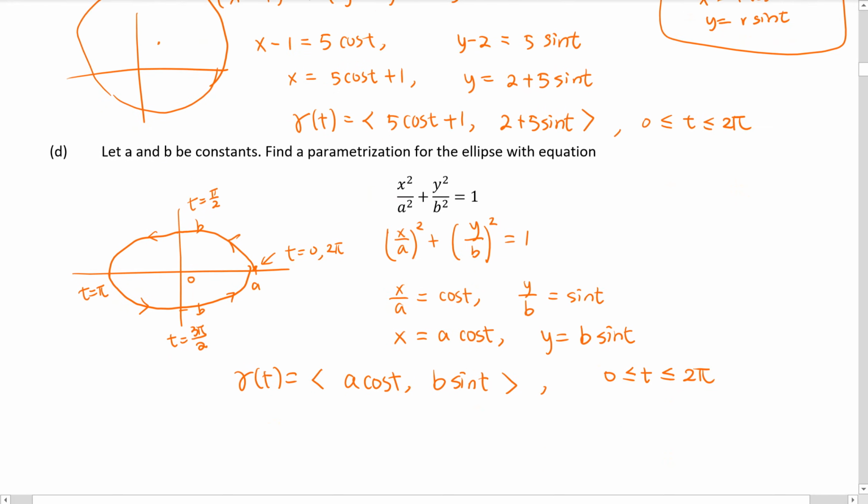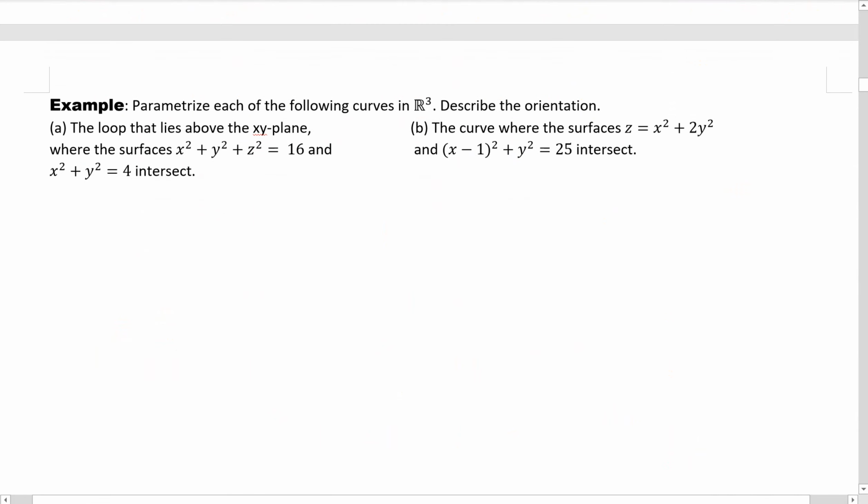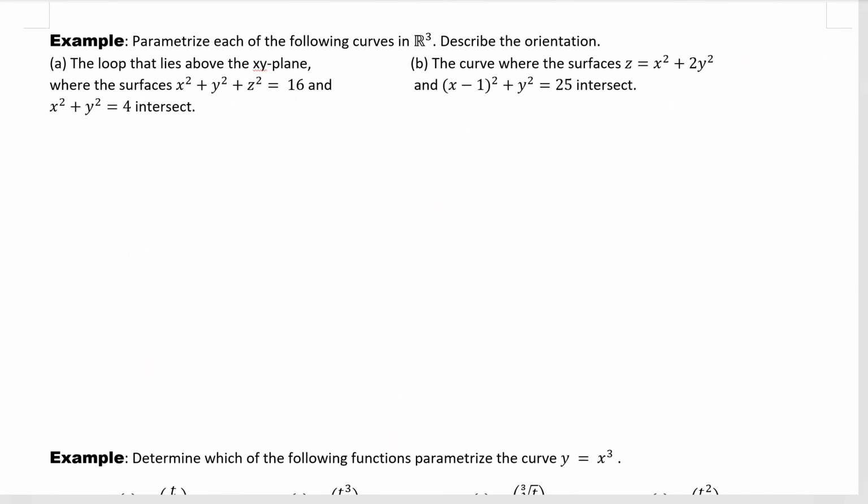Let's continue. Example. Parameterize each of the following curves in R3. Describe the orientation. The loop that lies above the xy plane, where the surface x squared plus y squared plus z squared equals 16 and x squared plus y squared equals 4 intersect.